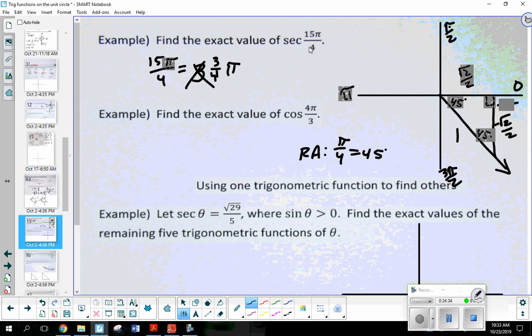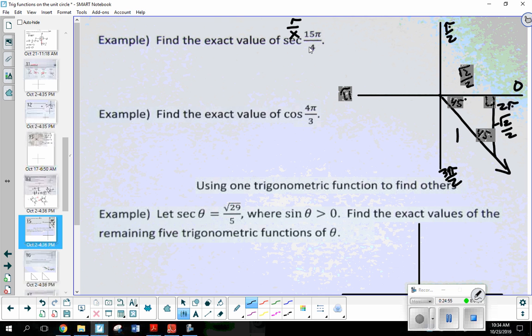So I used 15 pi over 4 to find the quadrant I'm in. I created a right triangle based on the reference angle that I got. So now I want secant of this triangle that I created. Let's try this one more time. Remember, secant wants r over x. Secant's the reciprocal of cosine. But what's the radius in this case?